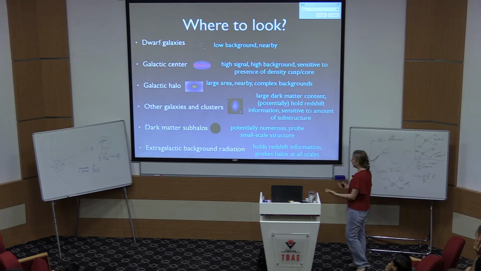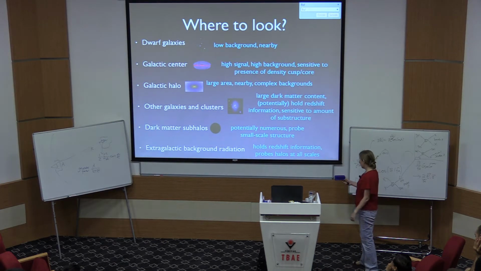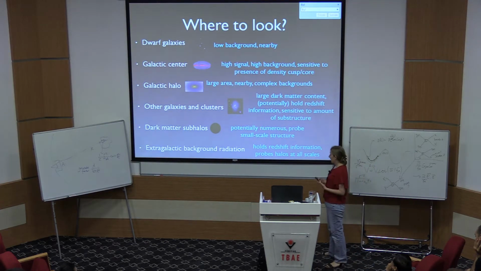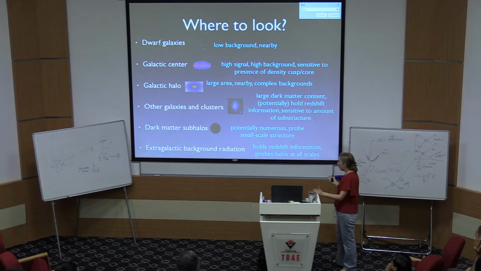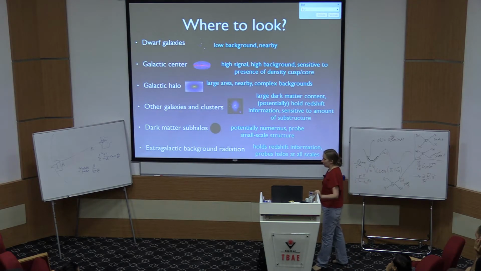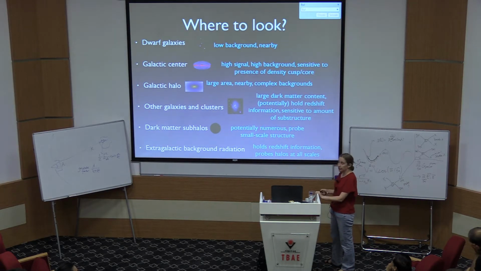And you can look at the extragalactic background radiation. So this holds redshift information. It probes halos at all scales. For setting constraints, it has this issue that it's sensitive to how many very small dark matter clumps you have. But yeah, so that's also a strategy to look. So searches have been done in all of these channels. And when I show you constraints, I'll just show you the selection of what are currently the strongest limits.